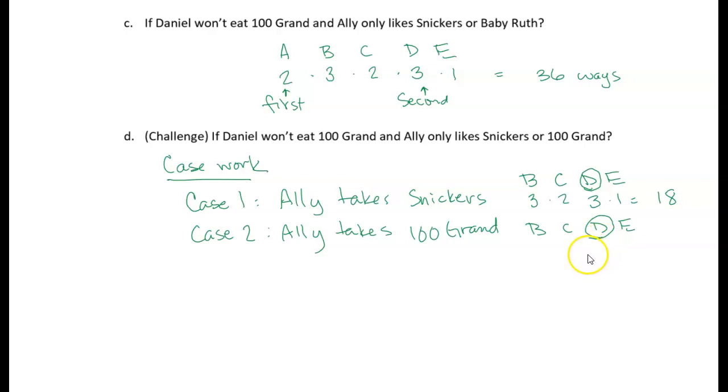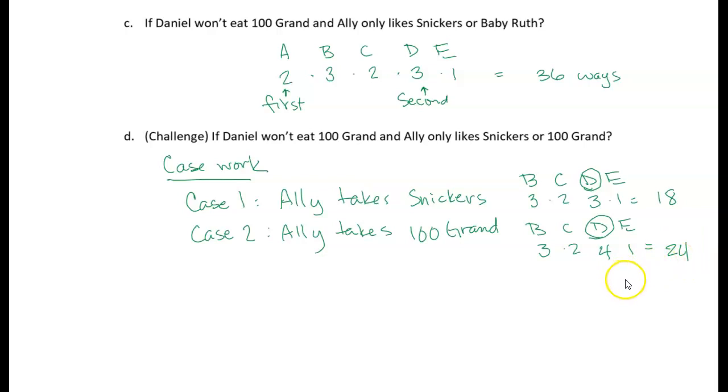Okay. Now again, we have to distribute the candy bars to the other children, and we're going to deal with Daniel first. So Allie took the 100 Grand, and Daniel won't take the 100 Grand, so that's good. So Daniel actually has 4 choices, right? Because Allie didn't take one of his choices away from him. All right, and then from there, now we've distributed 2 of the candy bars, and Brianna has 3 options, Kaden has 2 options, and Emily has 1 option. Okay, so that gives us 24 ways.